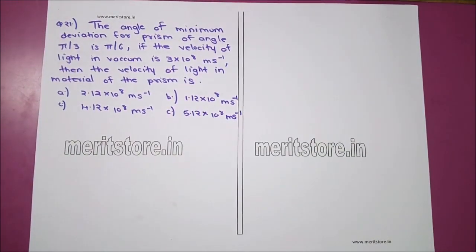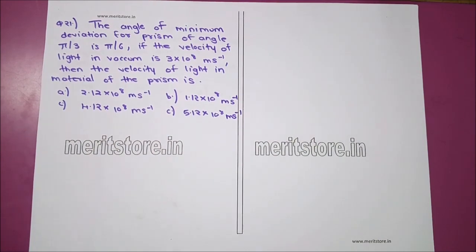The angle of minimum deviation for prism angle pi by 3 is pi by 6. If the velocity of light in vacuum is 3 into 10 raised to 8 meters per second, then the velocity of light in the material of the prism is, the options given are 2.12 into 10 raised to 8 meters per second, 1.12 into 10 raised to 8 meters per second, 4.12 into 10 raised to 8 meters per second, and 5.12 into 10 raised to 8 meters per second.